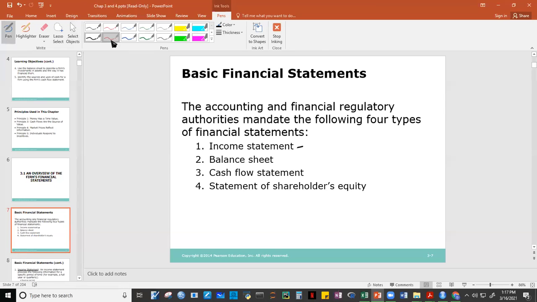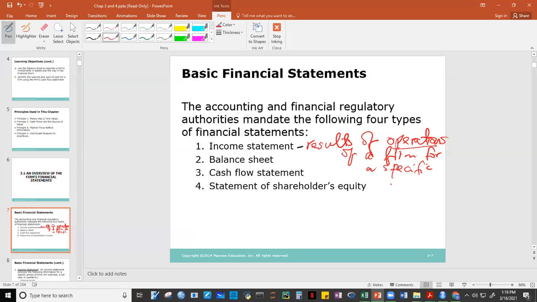Generally, ang income statement tells us of the results of operations of a firm for what? Results ng operations of a firm for a what? For a period of time. Yes, okay, correct. Specific period of time.